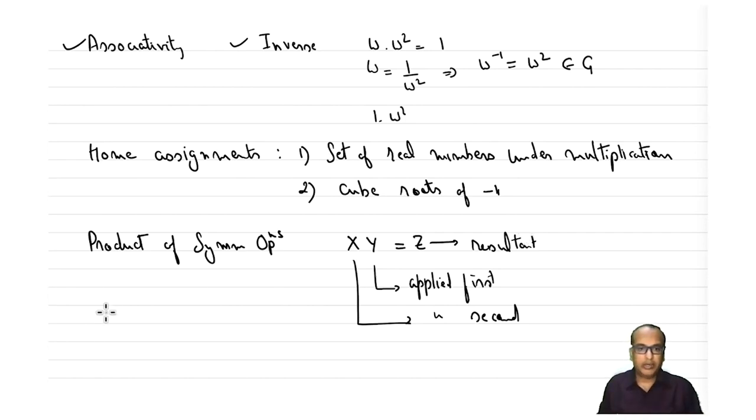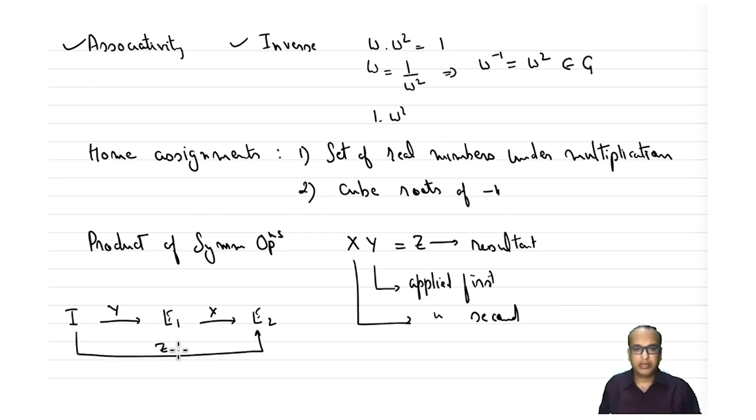Or in other words, if I start from a molecule I and I apply y, I get, let's say, E1. Then I apply x, I get E2, which are equivalent configurations. And this can be achieved by z, right? This is what is meant by the product of symmetry operations. That should also be very clear. Now let us look at an important property of product.